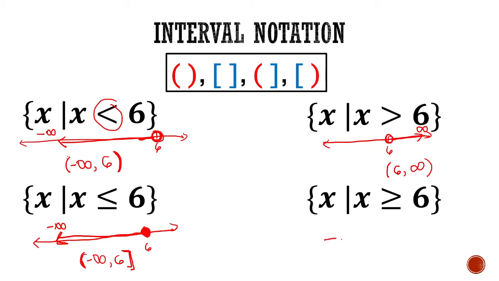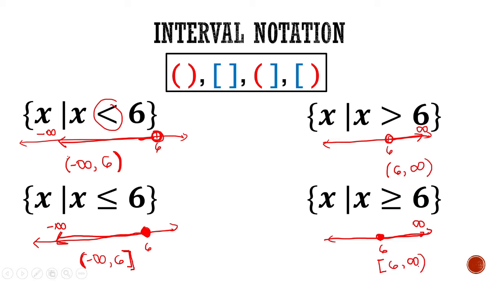So next, x is greater than or equal to 6. Nandito si 6. Since 6 is included in the set, we use the shaded circle. Greater than, so to the right of the number line, up until infinity. Writing it in interval notation, it will look like this.